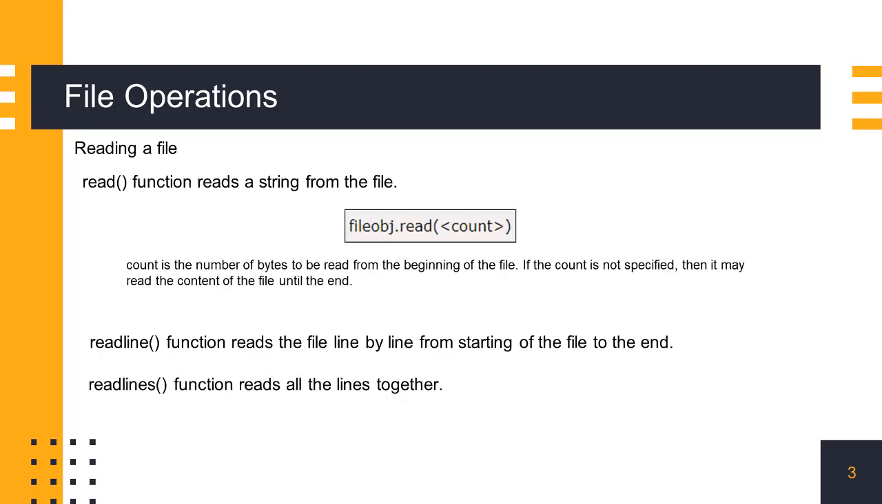After opening the file in read mode, we need to read the file and load the data into the program. The read function reads the file till the end, whereas the readLine function reads the file line by line, and a loop is required to read all lines from the file. The readLines function reads all the lines together into the program.